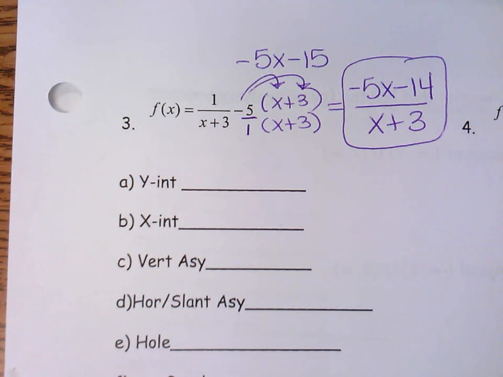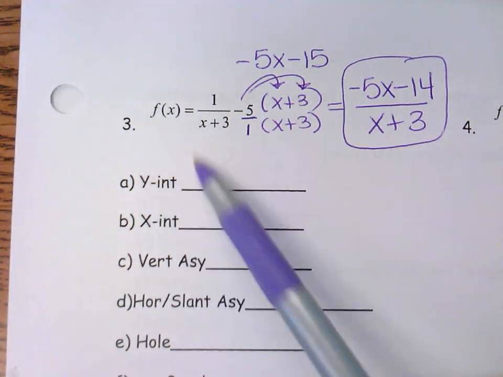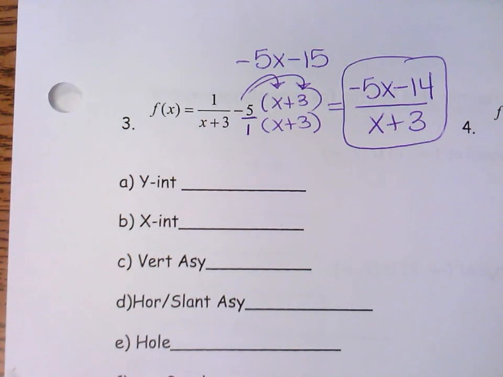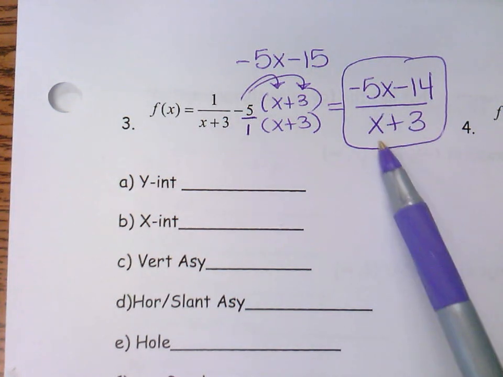What's my y-intercept? What is it? Plug in 0. There was nothing to cancel, right? So I don't have a hole this time. I'm just looking at a regular old rational function. Plug in 0. This x is gone. This x is gone. What are you left with?